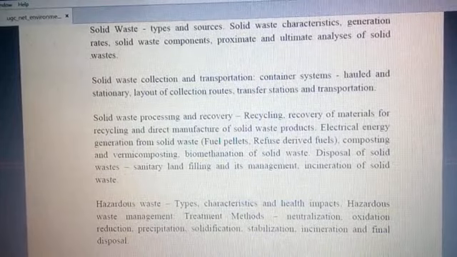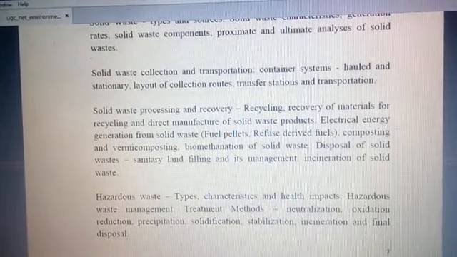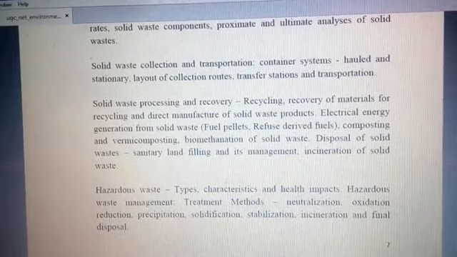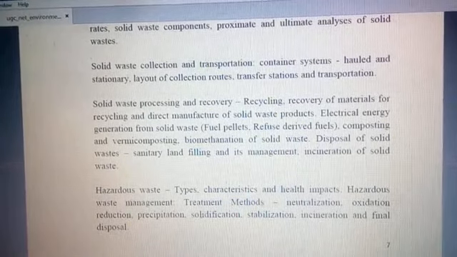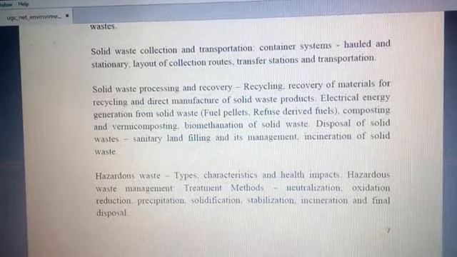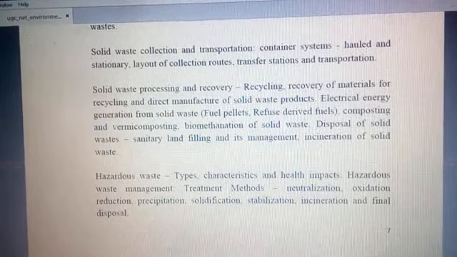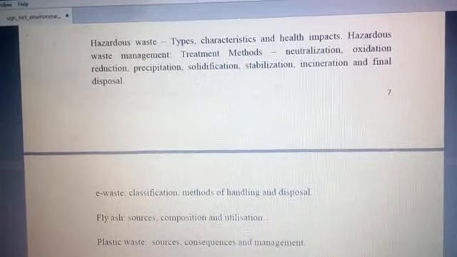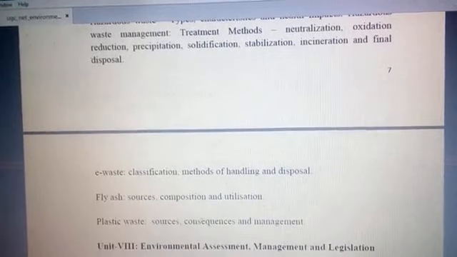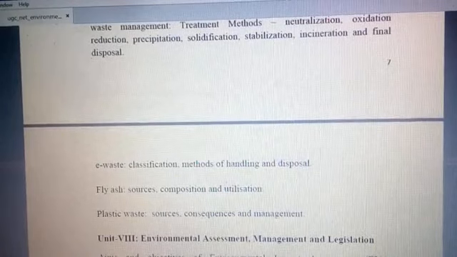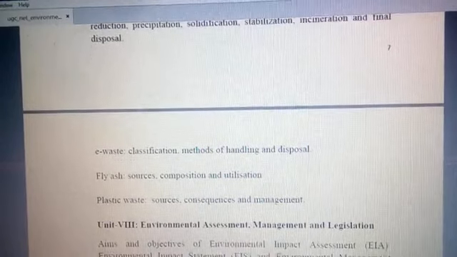Next topic is hazardous waste types, characteristics and health impacts. In hazardous waste management, treatment methods, neutralization, oxidation, reduction, precipitation, solidification, stabilization, incineration, final disposal will be covered. Classification, method of handling and disposal, fly ash sources, composition and utilization, and plastic waste sources, consequences, management.